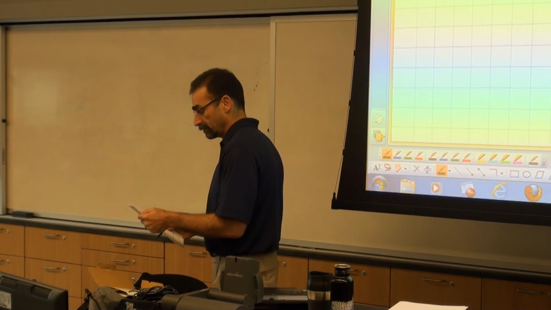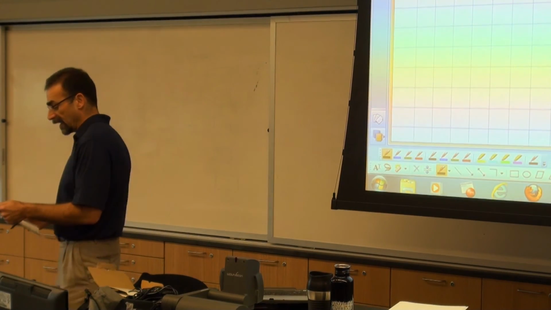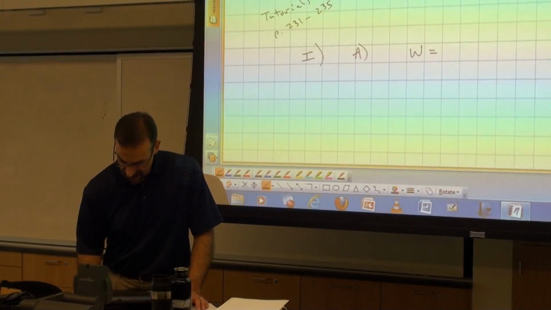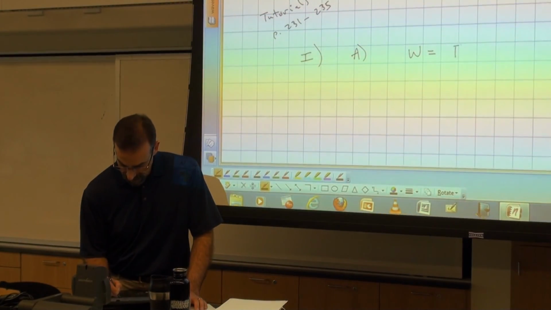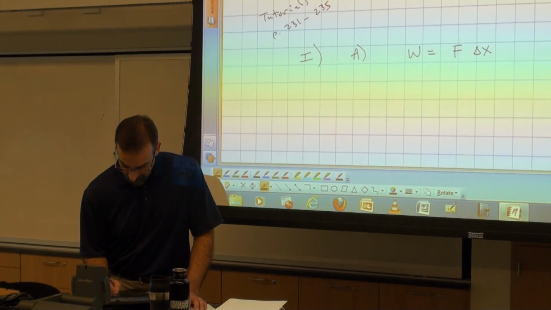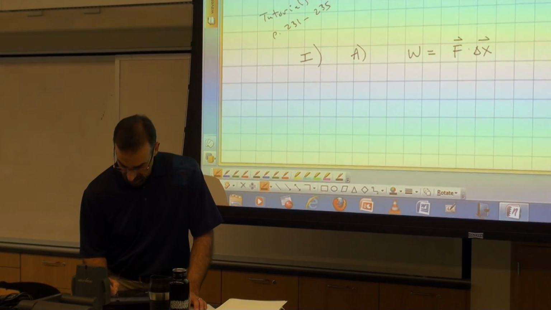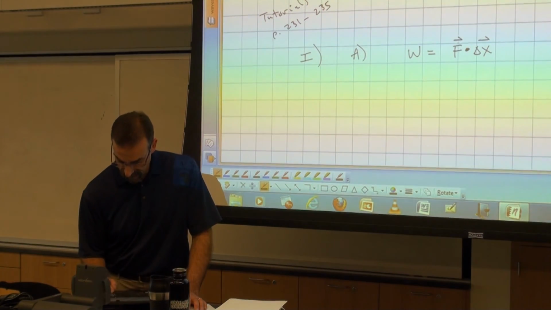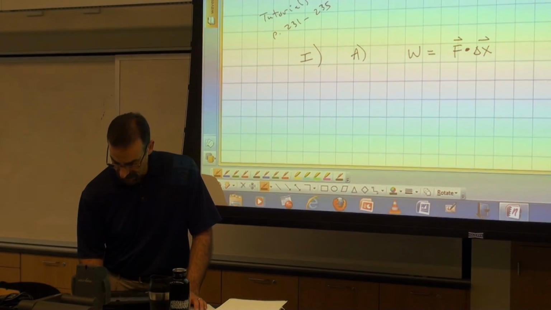So the first thing we're going to do, recall the definition of work done on an object by an agent that exerts a force on that object. Remember what the formula is? In the simplest case, it was force times distance, right? Force times some displacement. But we can make it a little more interesting by putting a dot product in there, right? But this is if F is constant.